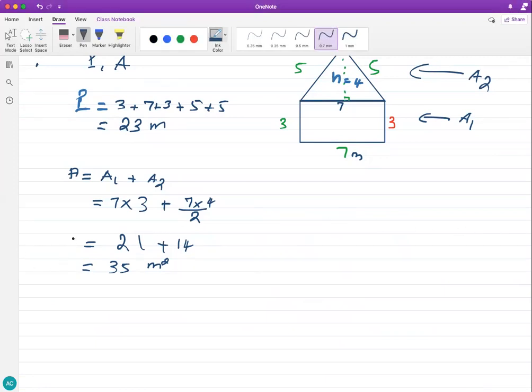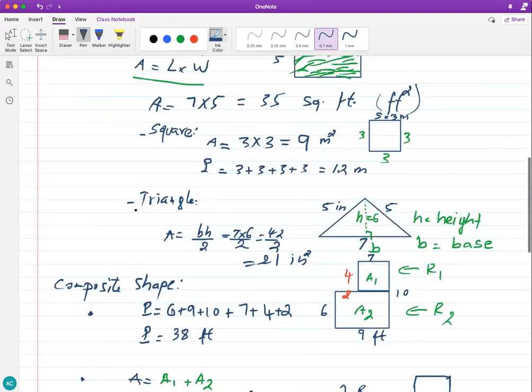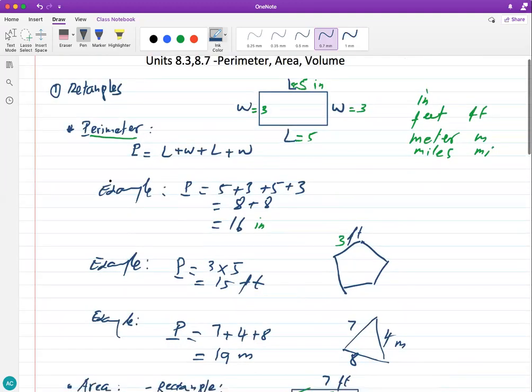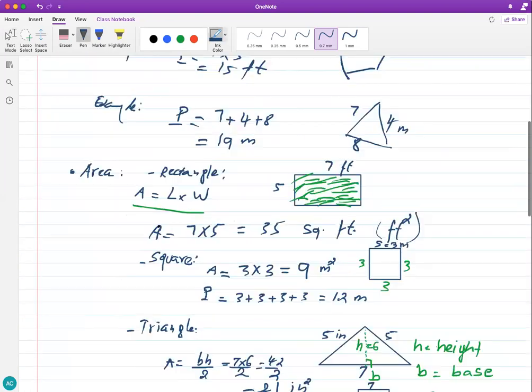Now let's move on to volume. We could change this to area and perimeter. Number 2 will be about volume.